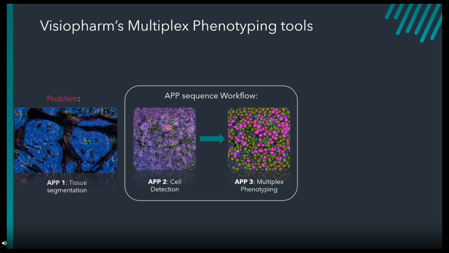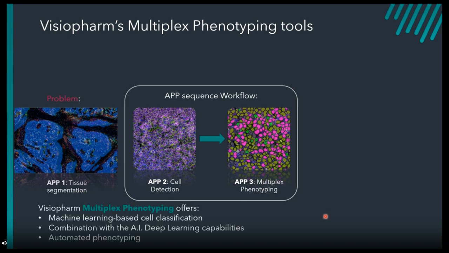Then you do a second step, which is cell detection. So you need to identify all the nuclei, and then you can expand the nuclei into a cell segmentation, and then you can phenotype with the underlying presence of the biomarkers, which will then result in many different classes of positivity for these biomarkers. We offer this based on machine learning classifiers, and we can combine this with AI deep learning capabilities. And then once you have your cell segmentation, you can run an automated phenotyping with the phenotyping module.